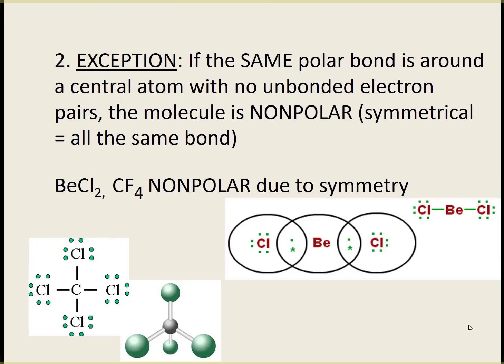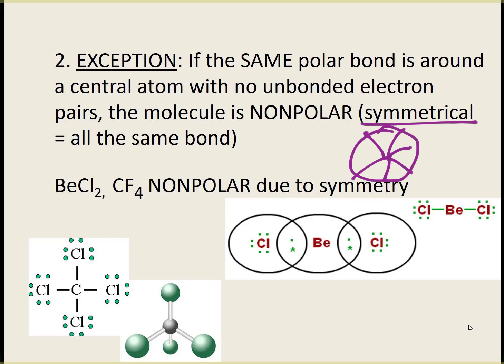All right, rule number two is just an exception to the first rule. It's about symmetry. Here's the exception. If you have the same polar bond all around a central atom and there are no unbonded electron pairs, then the molecule is nonpolar. So we call this symmetrical. Now it's not a mirror symmetry, it's a radial symmetry. So that means you're going to have the same thing coming out of the center. Everything will be the same.